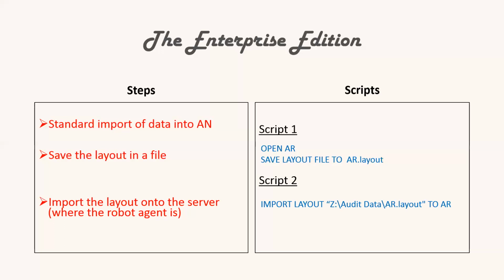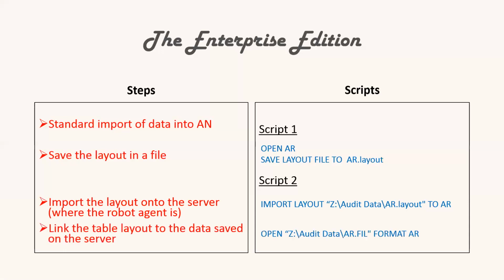So on the server now, we've replicated the table that we had on the client's laptop at ABC Bank. We've replicated that now onto the server where the robot agent is. We've called the table AR. Now this table AR will have the correct structure, the correct fields, but no data. So we now need to link the data to this table layout.